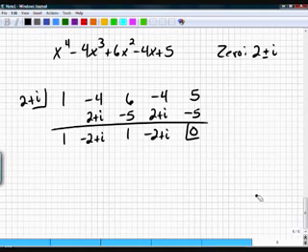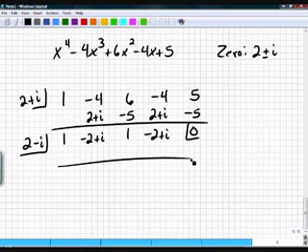Negative. That would be upper bound. Yeah. No, lower bound. Lower bound was positive, negative, positive, negative. But we also know 2 minus i is a factor, so let's do it again.